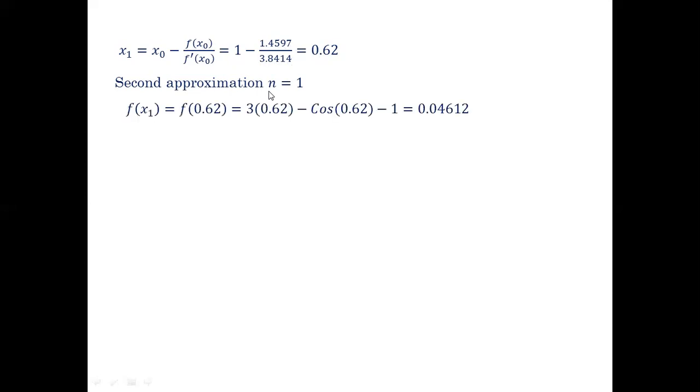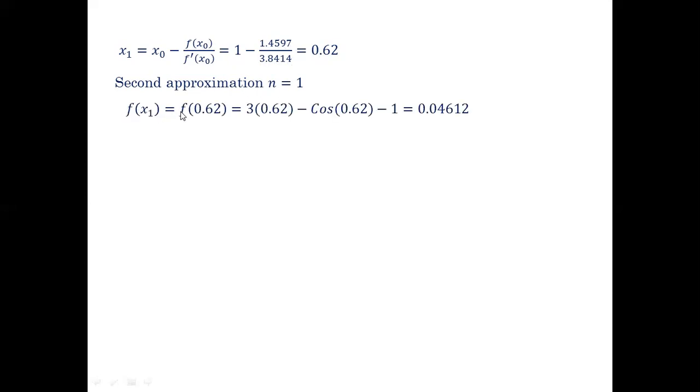So x1 is equal to x naught minus f of x naught by f dash of x naught. f of x naught is 1.4597 and f dash of x naught is 3.8414. After simplification, we get 0.62. The second approximation, n is equal to 1. Then you find f of x1.